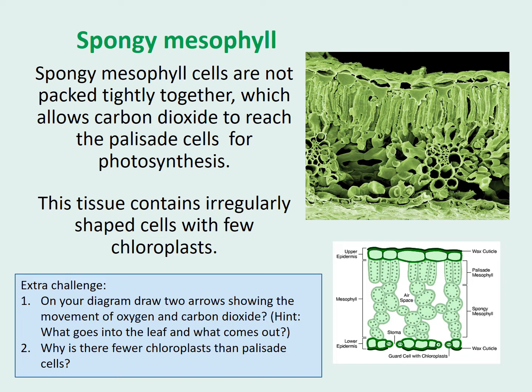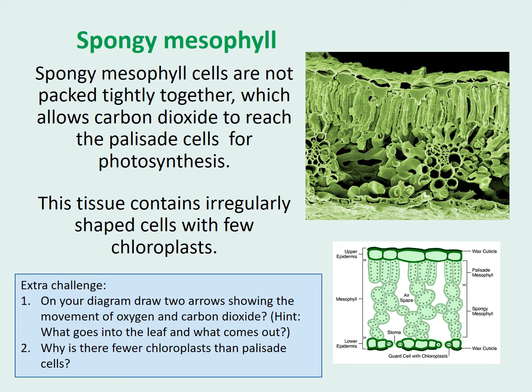Then you can see on the extra challenge, you do need to draw 2 arrows showing the movement of oxygen and carbon dioxide. So which way you think the oxygen goes, which way the carbon dioxide goes. And the second question, which you don't need to write down, why are there fewer chloroplasts than there are in the Palisade cells? So get the information, get those 2 arrows down, and then have a think about question number 2. So pause the video now, please.